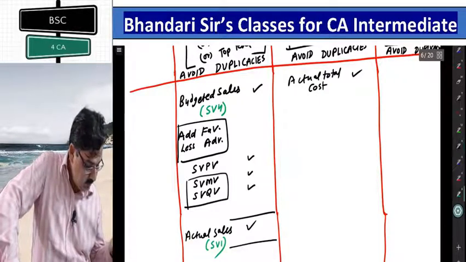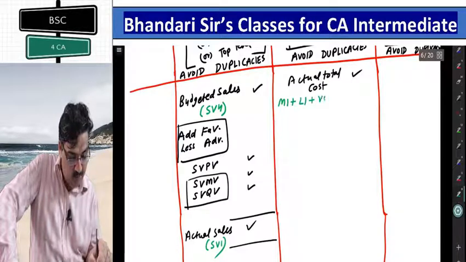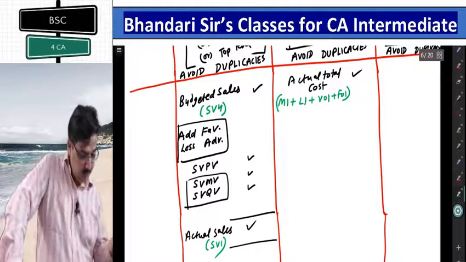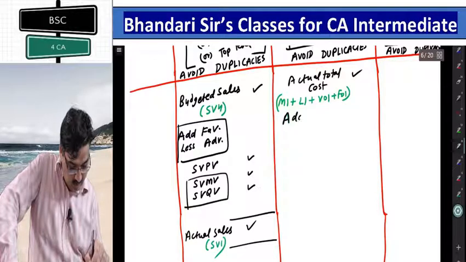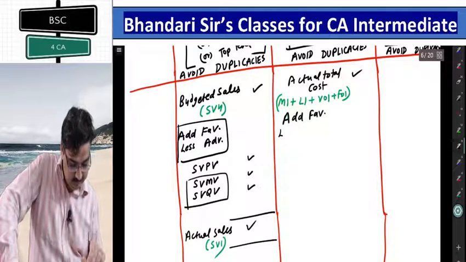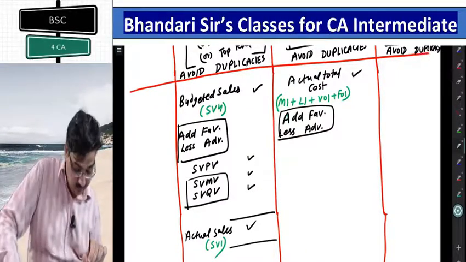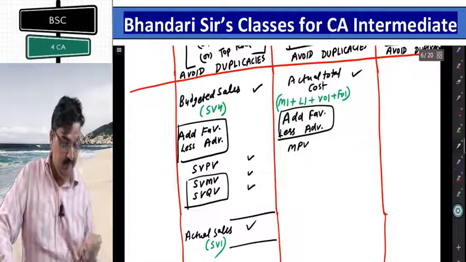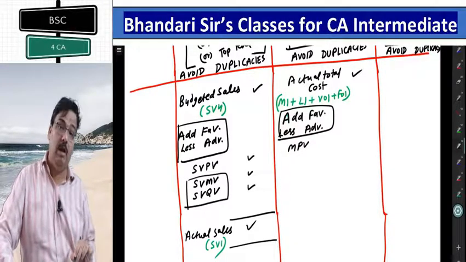What is this? M1 plus L1 plus VO1 plus FO1. Actual total cost. Again, add favorable, less adverse. What variances? Now be with me. I'll put all the variances of cost category. MPV. Usage will not come because that is middle level. I am putting bottom level.